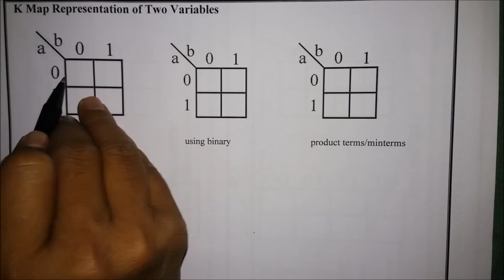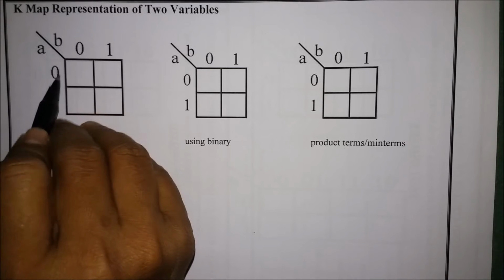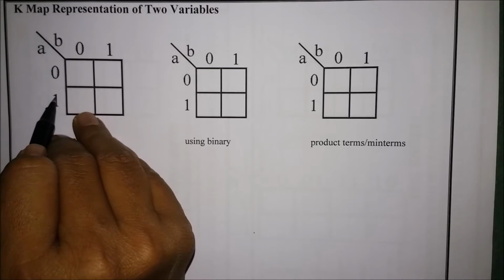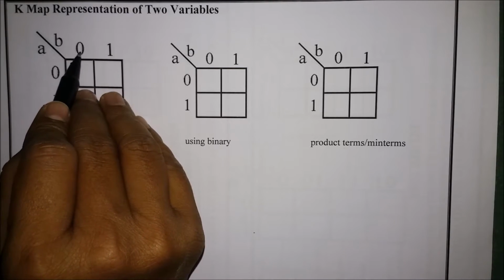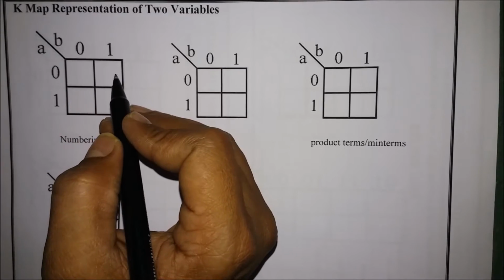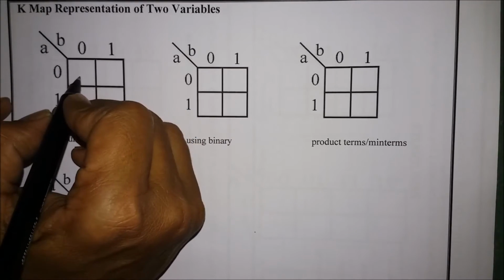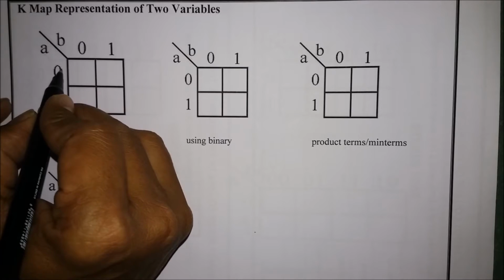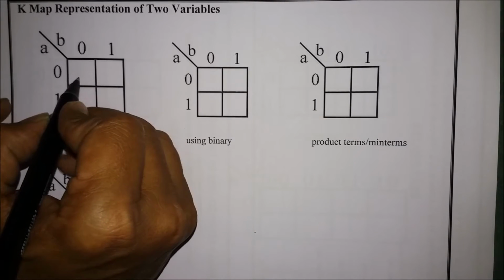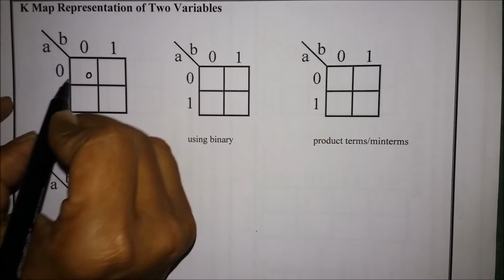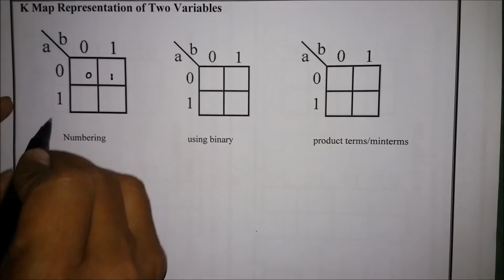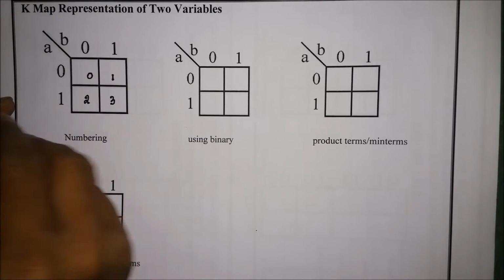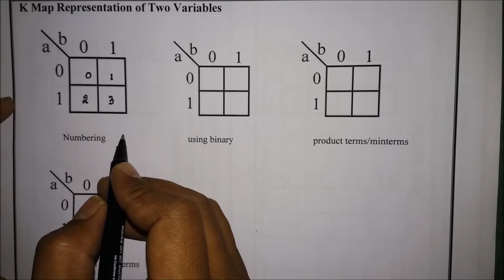A K-map representation of two variables contains a total of four cells. These are designed with the Gray code. For A, the single-bit Gray code 0 and 1 is given. For B, again a single-bit Gray code 0 and 1 is given. How to represent these cells: if you take the first cell, this is a 0 and a 0. If I want to number the cells, this is 0, and 01 represents 1, and 10 represents 2, and 11 represents 3. This is how we give the decimal numbering for the given K-map.